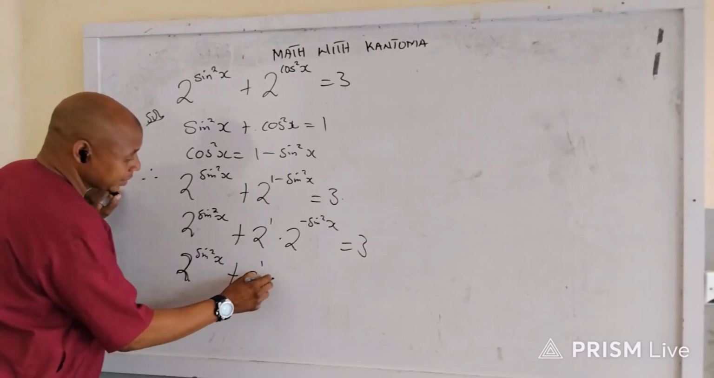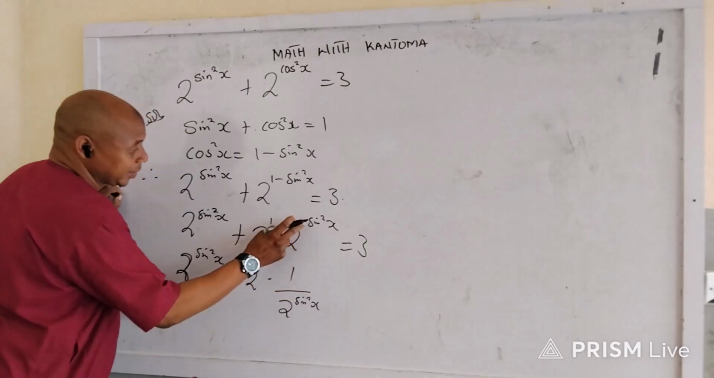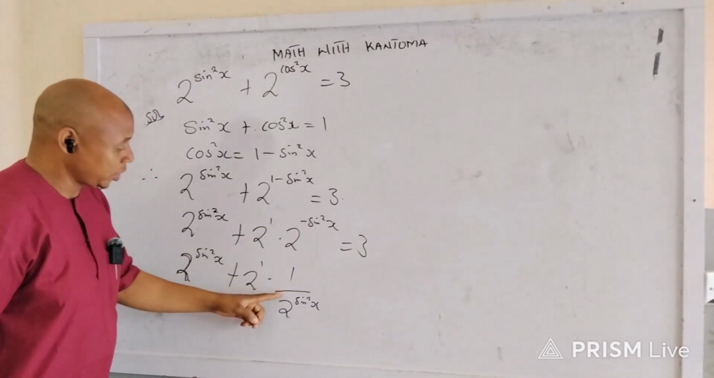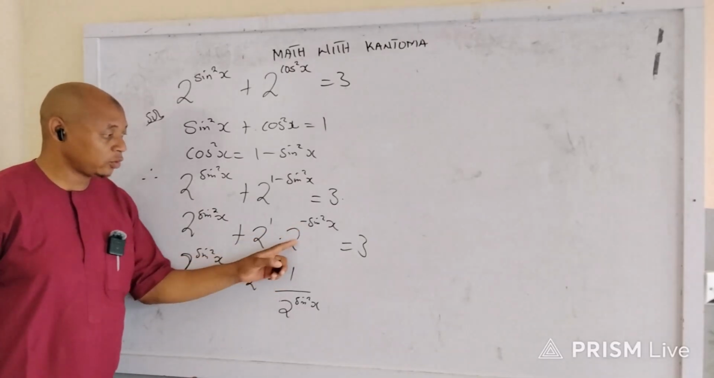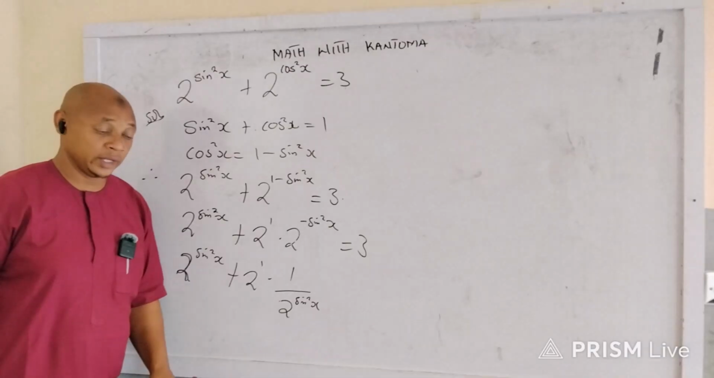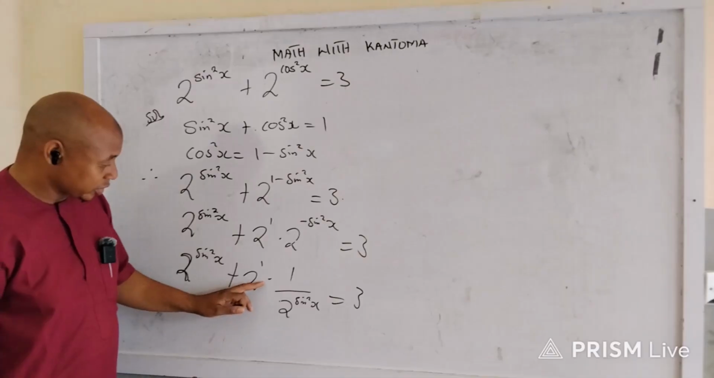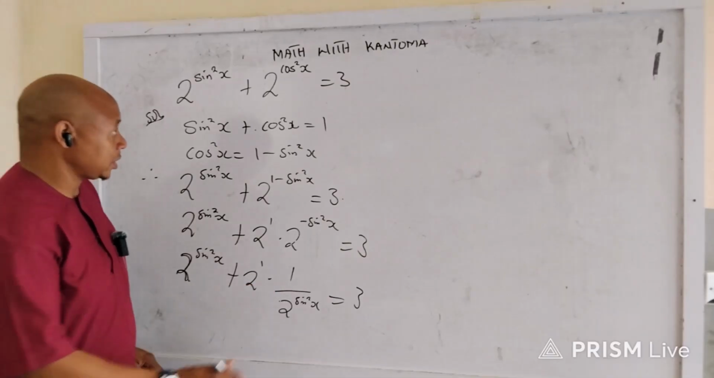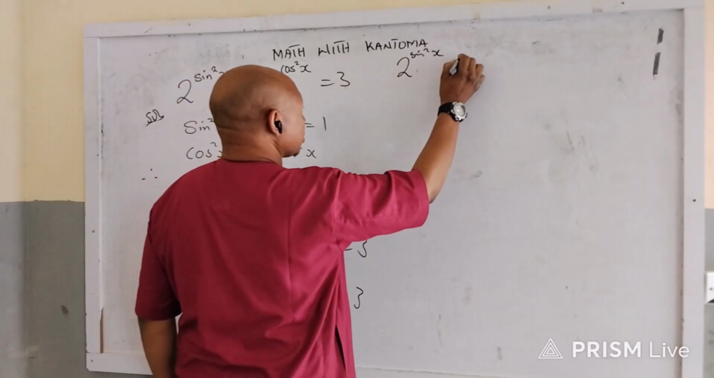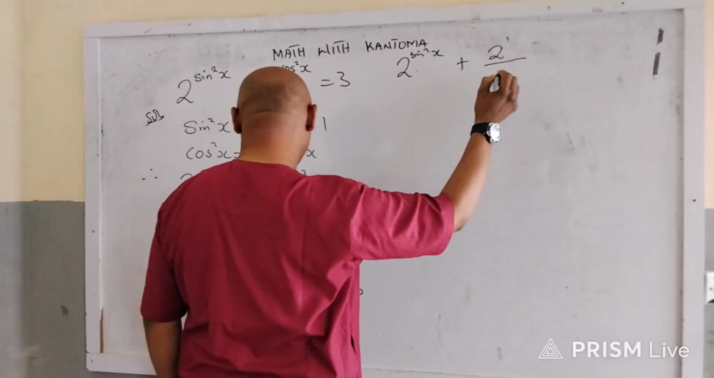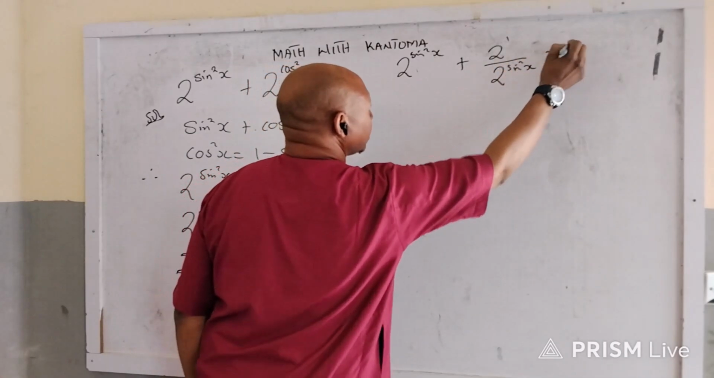Again, this can still be written as 2 raised to the power of sine square x plus 2 raised to the power of 1 times 1 over 2 raised to the power of sine square x. Meaning this negative sign has turned into the reciprocal of this function. If I remove the negative sign, I will have the reciprocal, meaning 1 over 2 raised to the power of sine square x. So it's equal to this 3. So this is 2 raised to the power of sine square x plus 2 raised to the power of 1 divided by 2 raised to the power of sine square x is equal to 3.